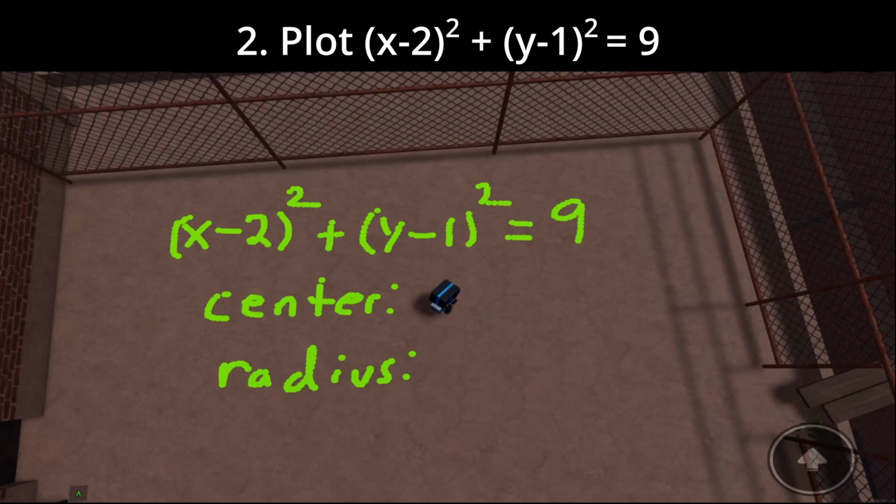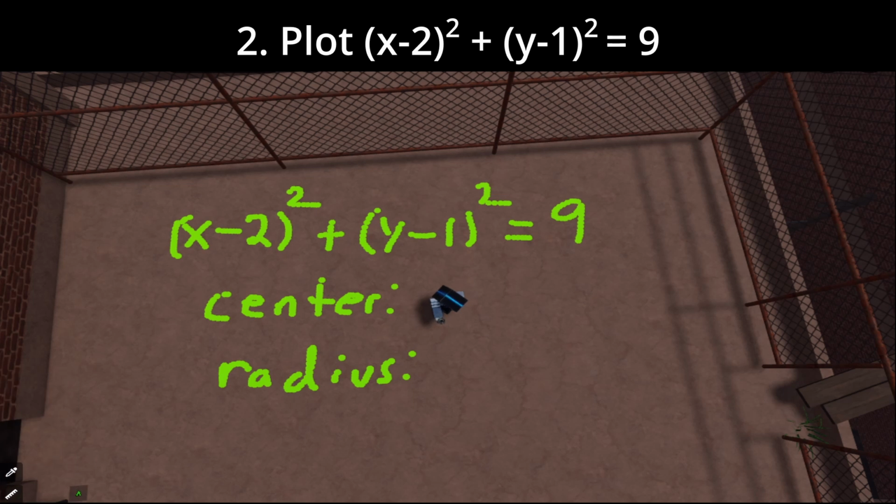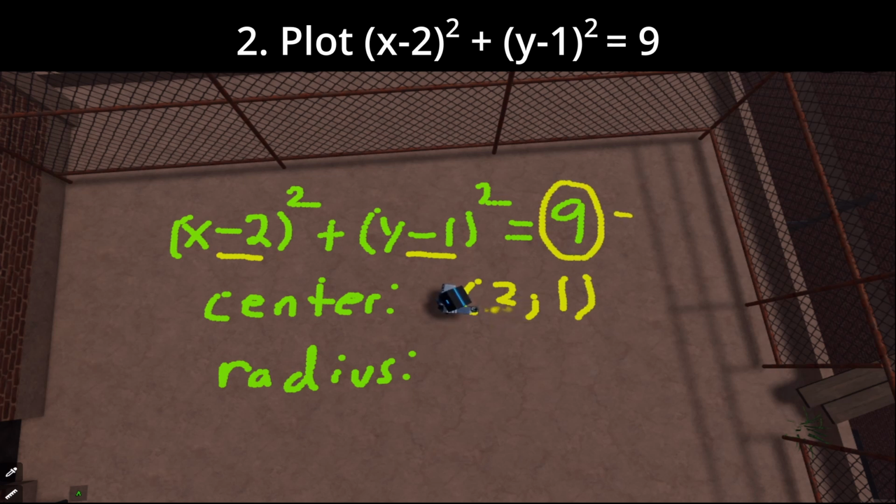This problem says plot (x minus 2) squared plus (y minus 1) squared is equal to 9. If I want to plot this circle, I need to know its center and radius. So first, for the center, remember, you just flip the coordinates on the x and the y that's in the parentheses. So in other words, this minus 2 becomes a plus 2. This minus 1 becomes a plus 1. So I'll have 2, comma, 1 is my center. And for the radius, remember that this quantity at the end is equal to r squared. So all I need to do is take the square root of 9 to get the answer for the radius. The square root of 9 is just 3. So the circle has a center of 2, 1 and a radius of 3.